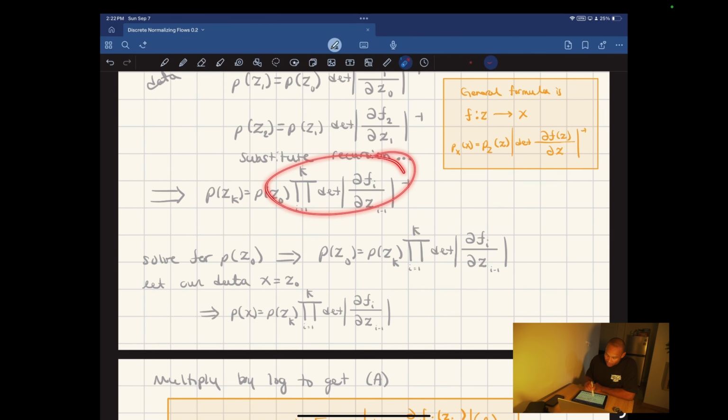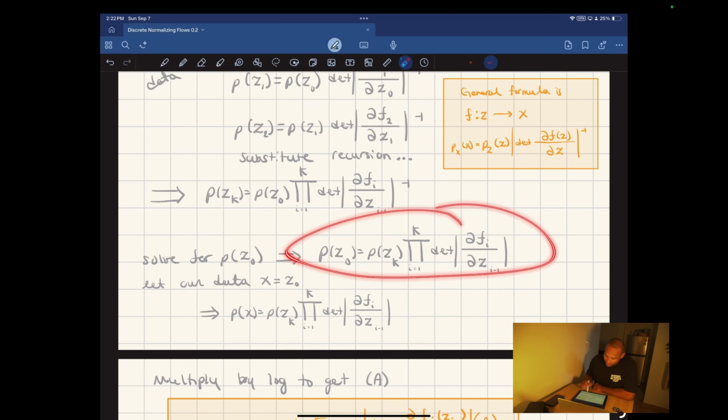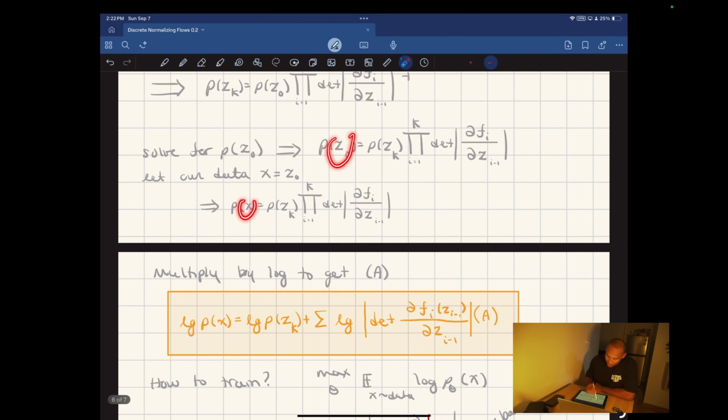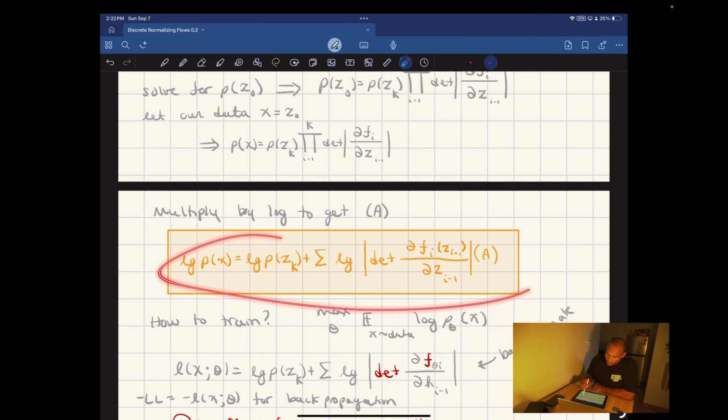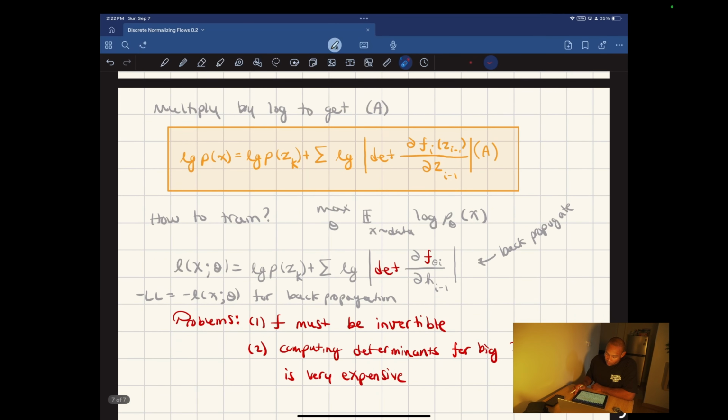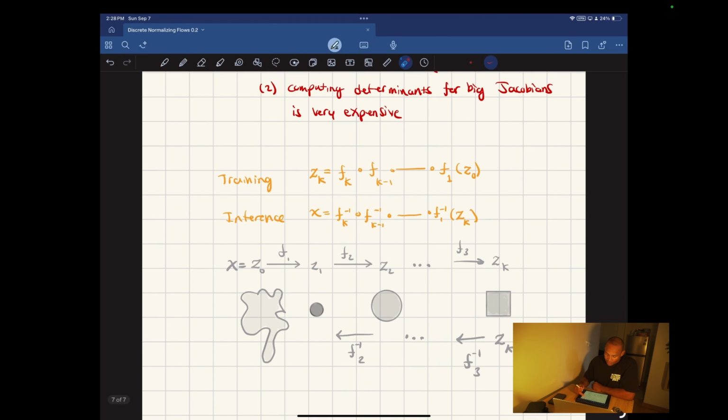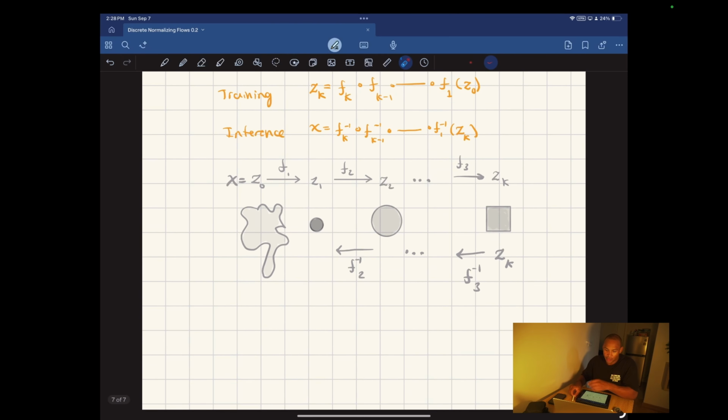multiply both sides by this to get this. And then I just replace Z naught with X so you can see explicitly that it's data. And then I bring the log through. And so this is our loss function. And then we make it negative log likelihood for backpropagation. So there you have it. Let's stop this video here.